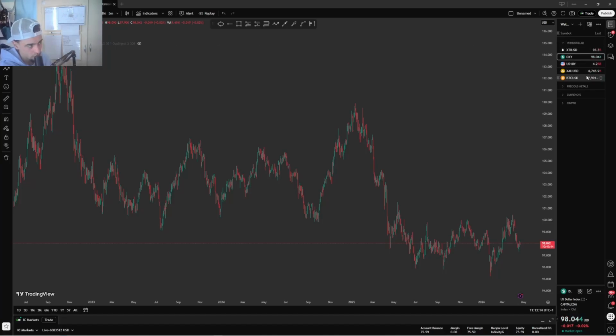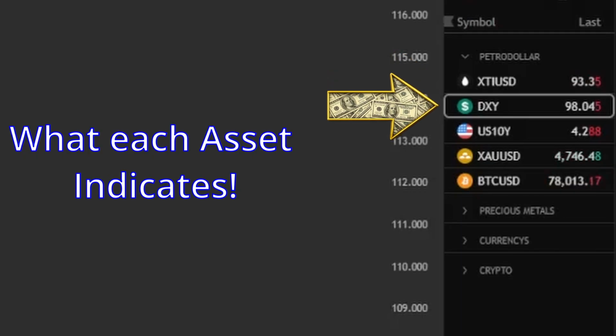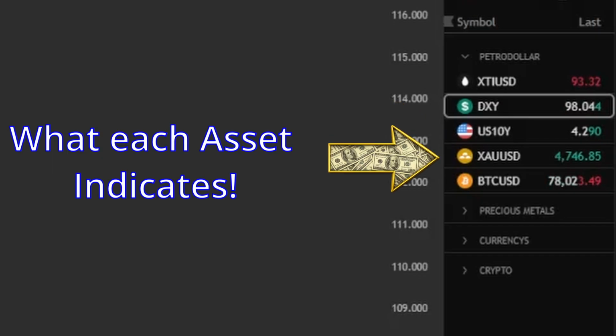What this petrodollar system does is indicate what is about to happen next, or what is going on in the world. Oil is the trigger. It tells you that there's global demand and energy pressure. Dollar is the strength, that's the core, the world demand in USD. US yields is money flowing into US debt. And gold is the truth detector: fear, inflation, or system stress.